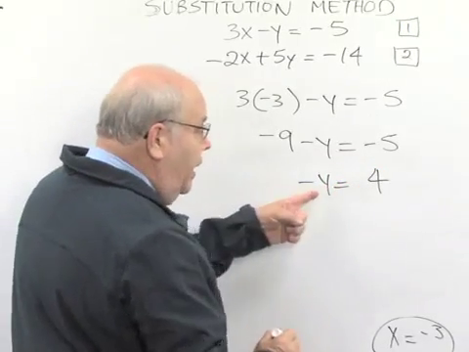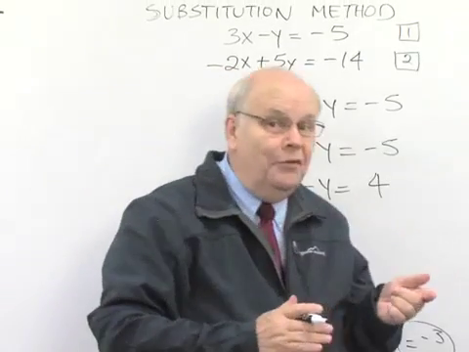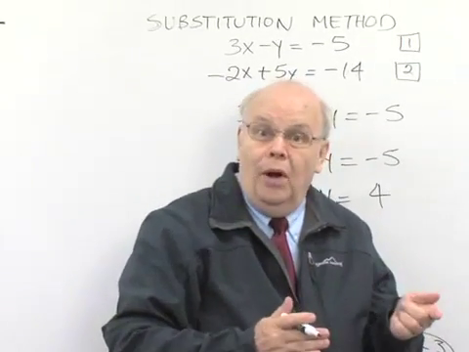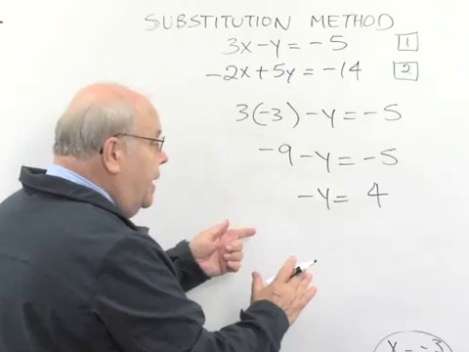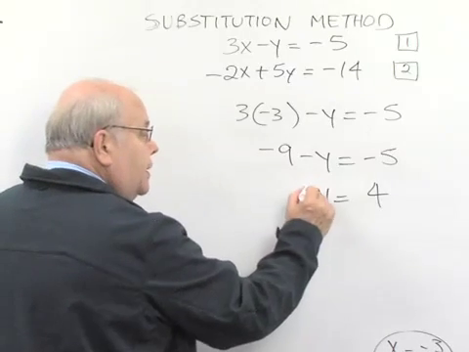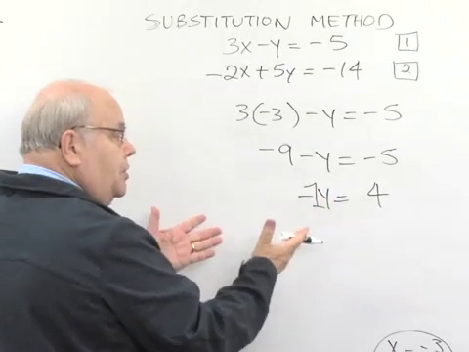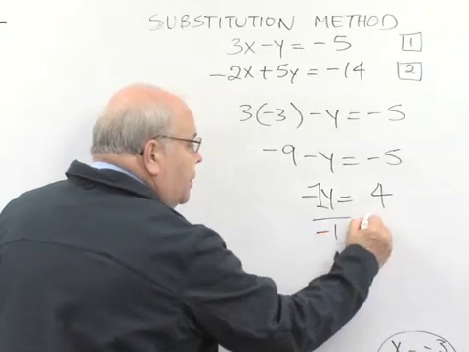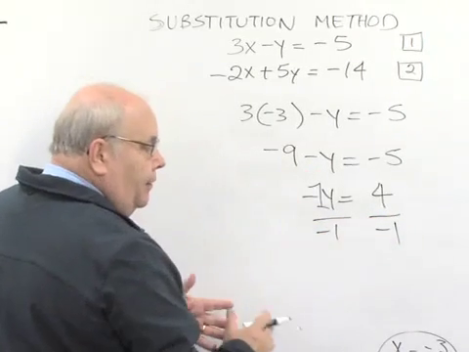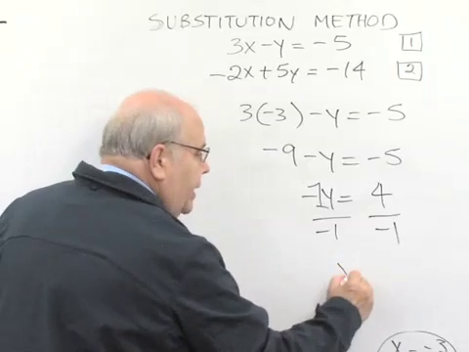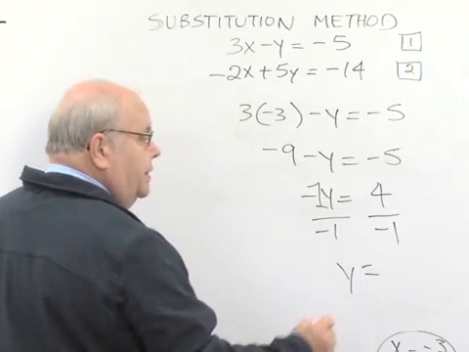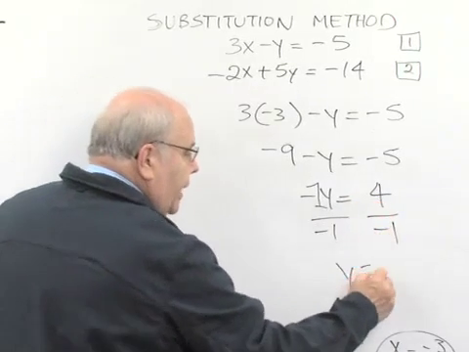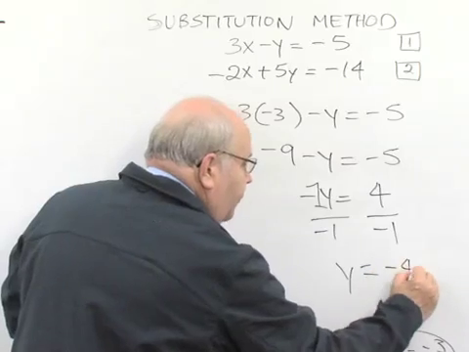Now we have to be careful here. We're not solving for negative y, we want y. So we need to make a step. Now many students do this. They say negative y is just like minus 1 times y. And what I need to do is divide each side of the equation by negative 1. That's a good idea. It is easier to keep track of the signs. So 4 divided by negative 1 is negative 4.